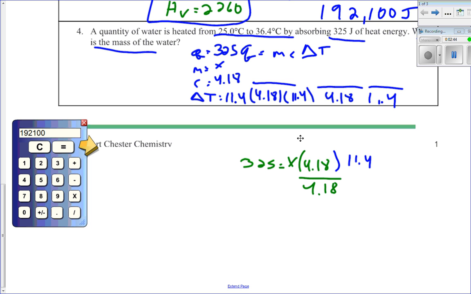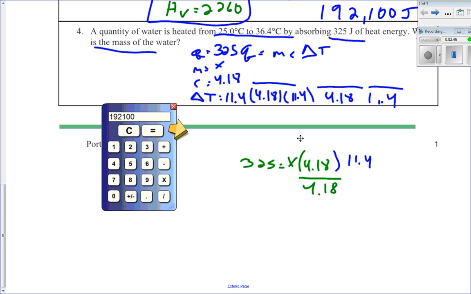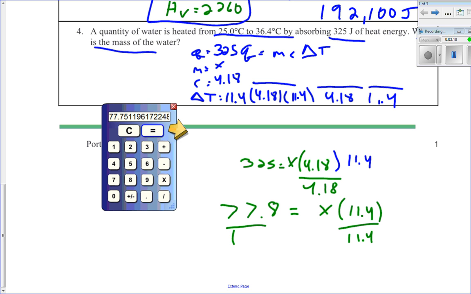And now we have 325 divided by 4.118 gives us 77.8, and that's going to be equal to X times 11.4. So now X is still not alone, so now we need to divide by 11.4 on both sides.